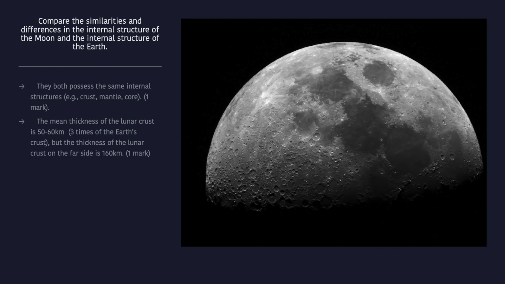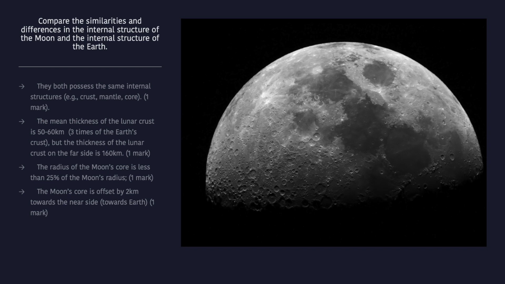These are the differences that were on the previous slide. I'm just going to read them out. The mean thickness of the lunar crust is 50 to 60 kilometers, which is 3 times that of the Earth's crust, but the thickness of the lunar crust on the far side is 160 kilometers. The radius of the moon's core is less than 25% of the moon's radius in comparison to the Earth, where the Earth's core takes up more than 50% of the Earth's radius. And finally, the moon's core is offset by 2 kilometers towards the near side, or towards the Earth, unlike the Earth's core, which happens to be at the physical centre of the Earth.